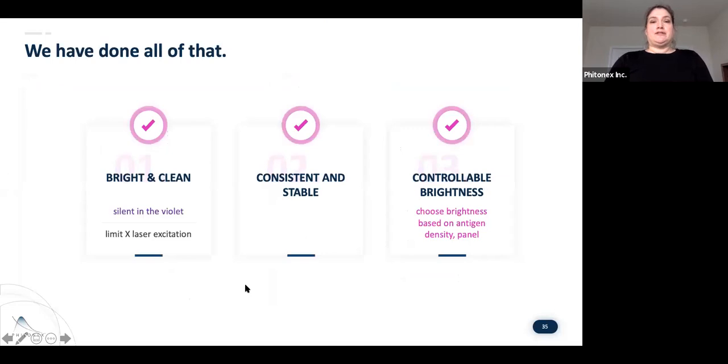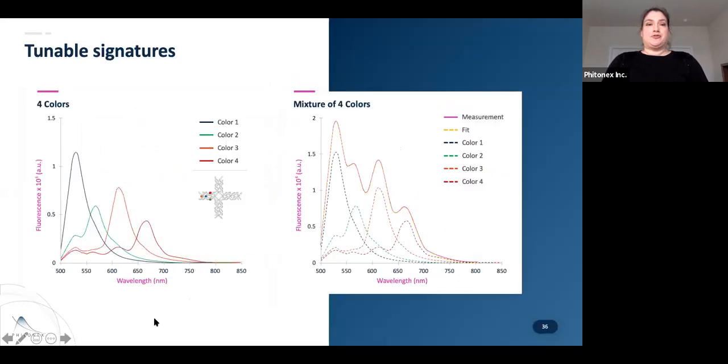We've really done all these things. We have bright and clean labels that limit extra laser excitation, and they're consistent and stable, and we're able to control brightness. And this is a slide showing the possibility that we can go forward with.